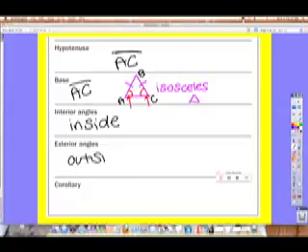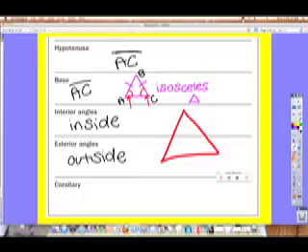Okay, interior angles, I'm going to color them in blue. Here's an interior, interior, interior. Thumbs up, you okay with interior angles? Yeah? Okay, what about exterior?